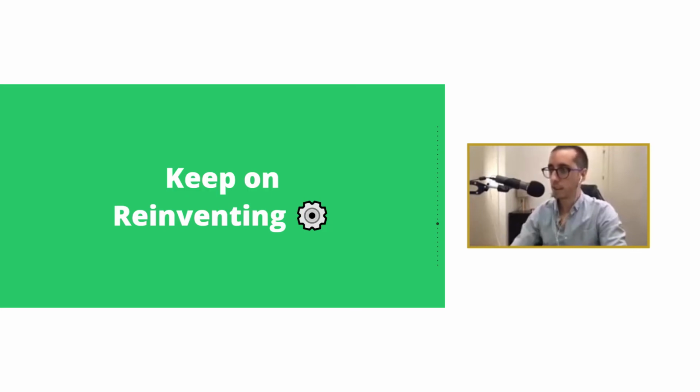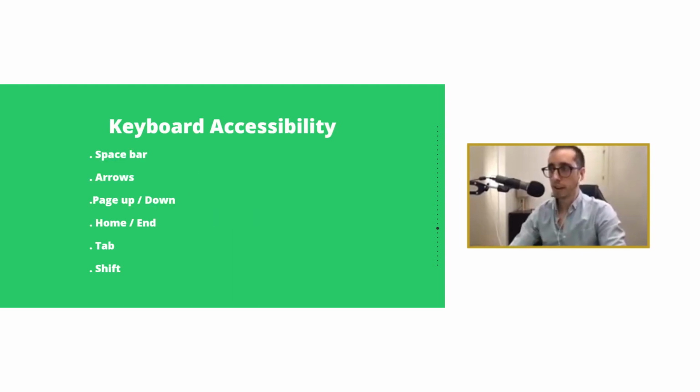Let's see. And then, well, I had to keep on reinventing things, not only the wheel, but also other kinds of things. So, for example, keyboard accessibility. We also take it for granted when we make a website. Maybe you don't realize it, maybe you don't use it quite a lot, but you can use the keyboard to navigate it. You can use the spacebar, you can use the arrow keys, you can use the page up and down, the home and end, you can use the tab, and then you can use the shift together with all of the previous ones.